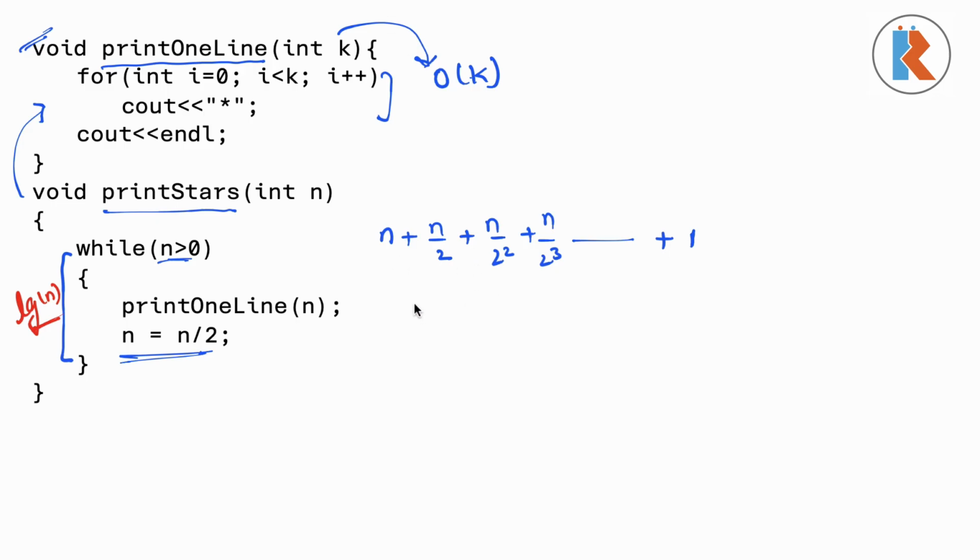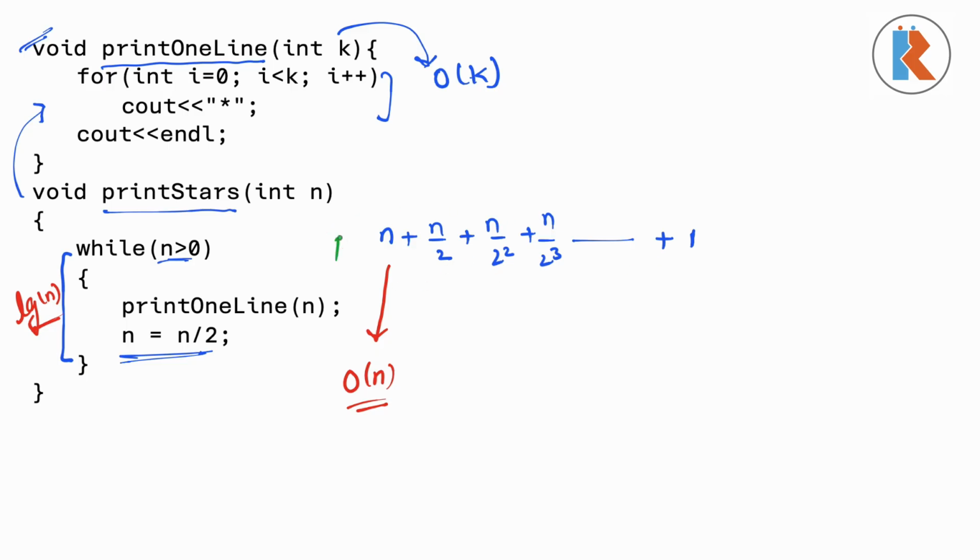As a thumb rule, you can remember that the sum of a decreasing GP series is big O of the first term of the series. So here the first term of the series is n. The sum of this entire GP series is big O of n. If you want to compute it, you can also compute it.